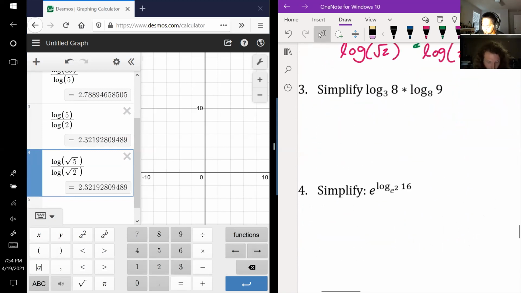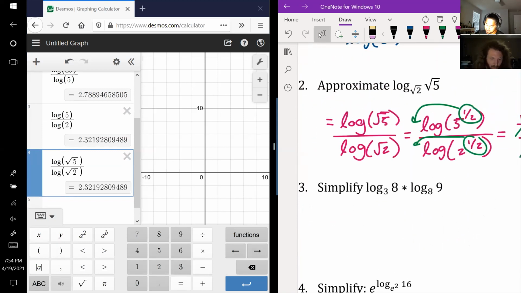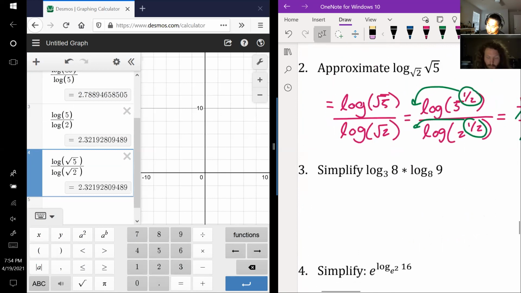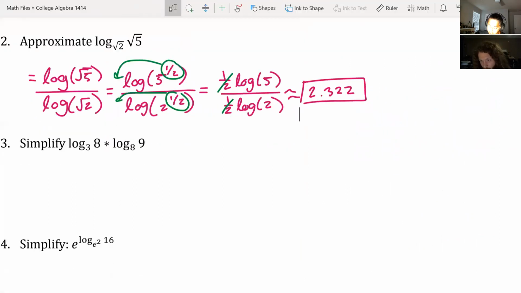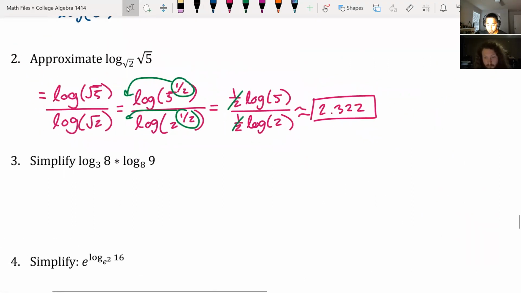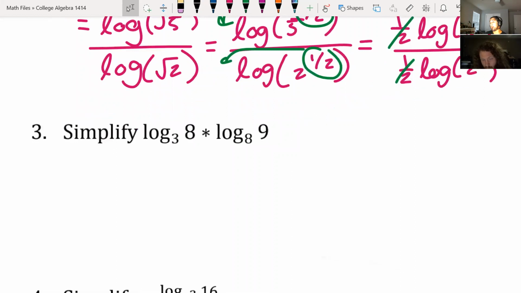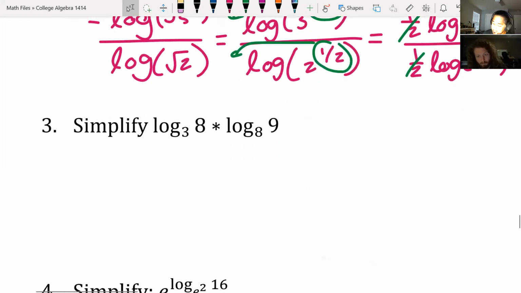Oh, here's where we start getting a little crazy. All right. This says to simplify. I don't think I need the calculator anymore. Okay. 3. Simplify log base 3 of 8 times log base 8 of 9. So what we're going to do is, of course, apply change of base.